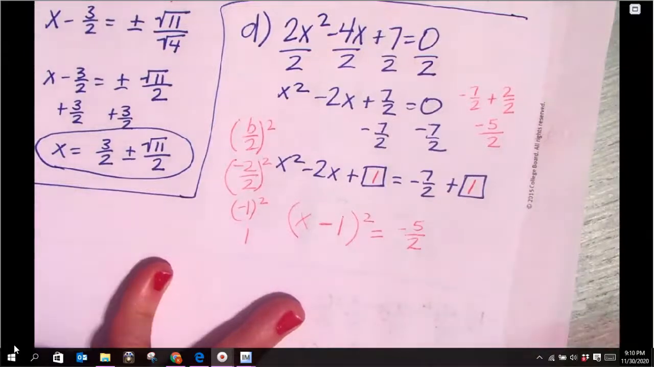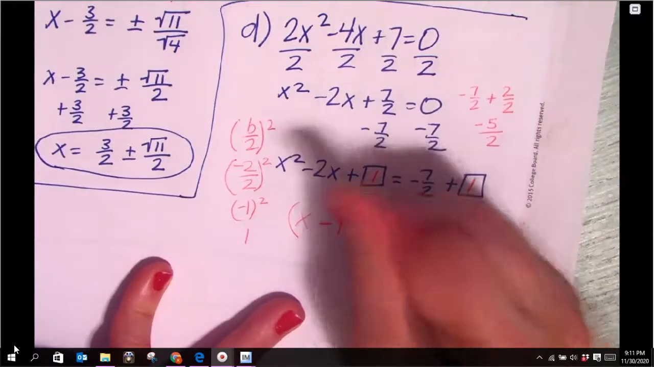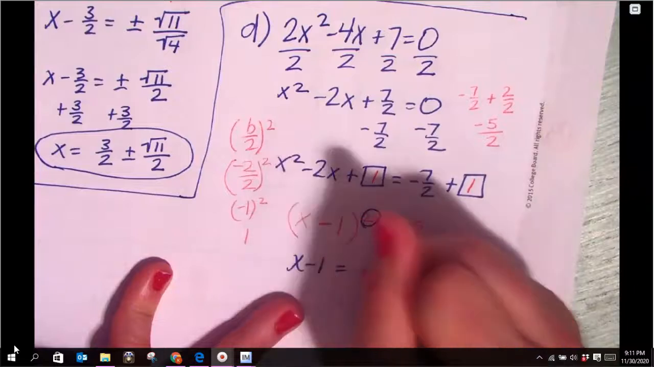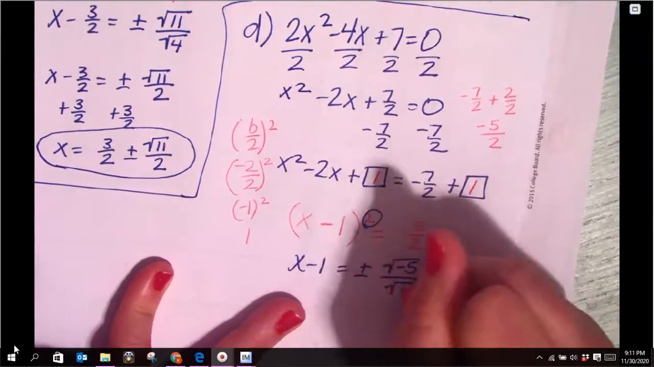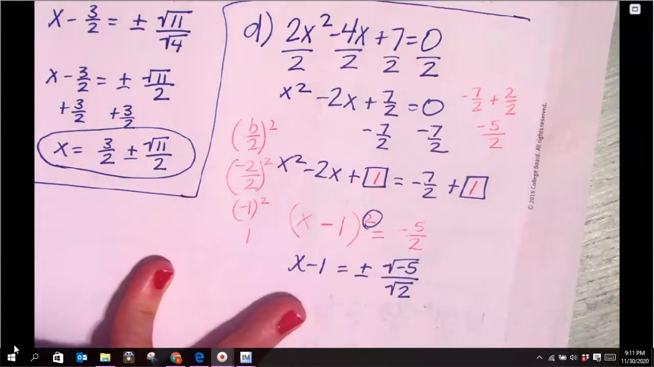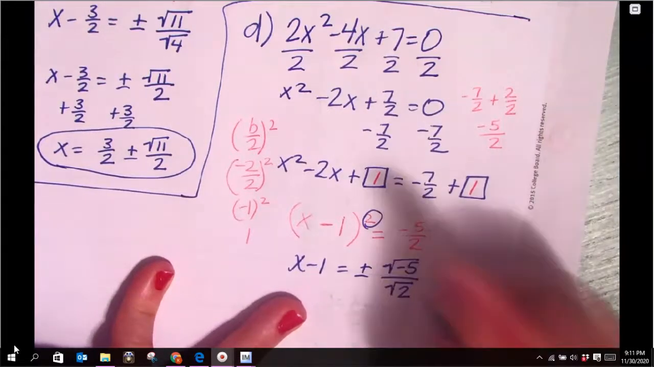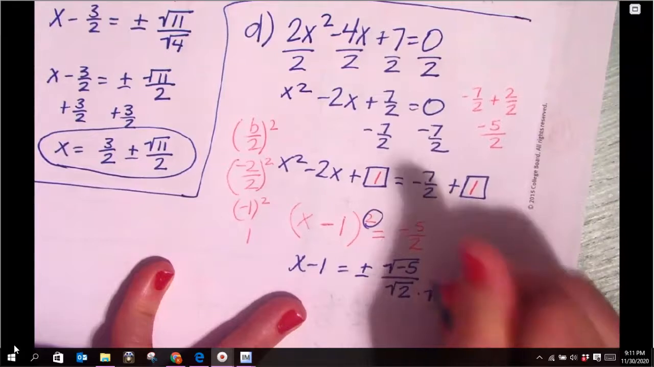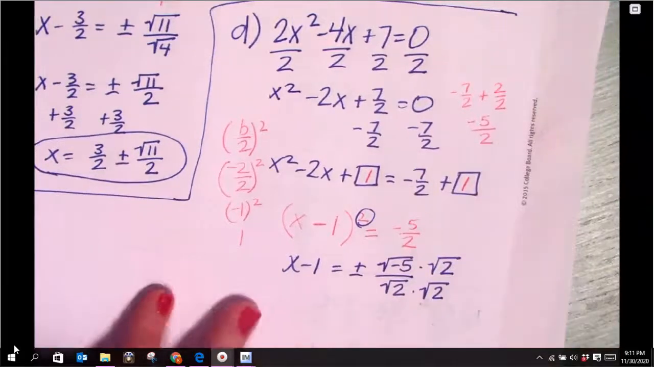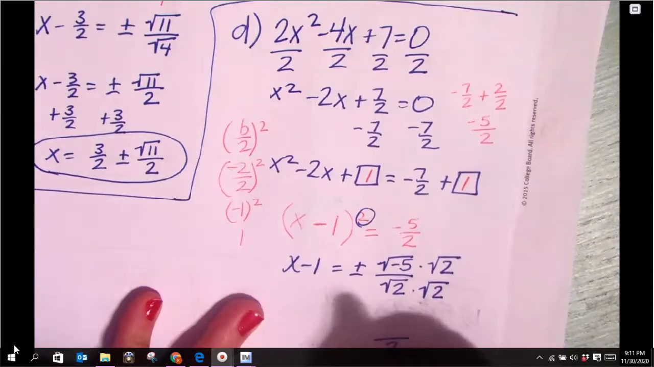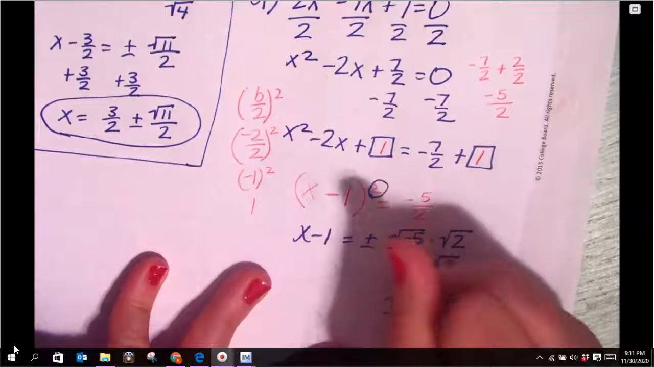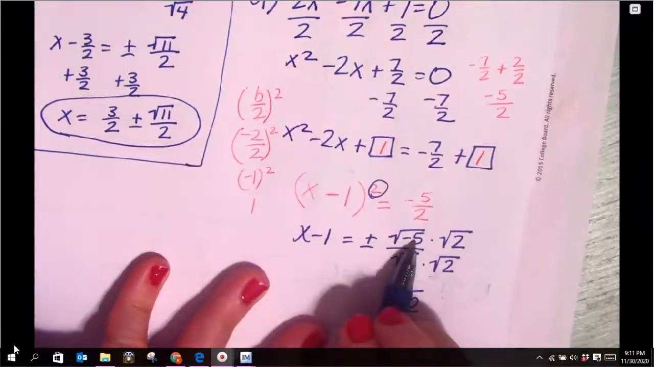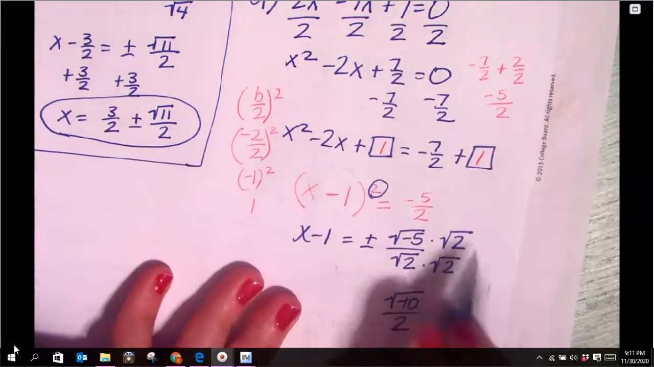Okay? The next thing we need to do is get rid of that square. So we take the square root, which gives me plus or minus the square root of negative 5 divided by the square root of 2. Neither of those are perfect squares, but I have to rationalize the denominator by multiplying by the square root of 2. That's going to give me regular old 2 on the bottom. On the top, that gives me the square root of negative 10, because negative 5 times 2, both inside the house, so you can multiply.